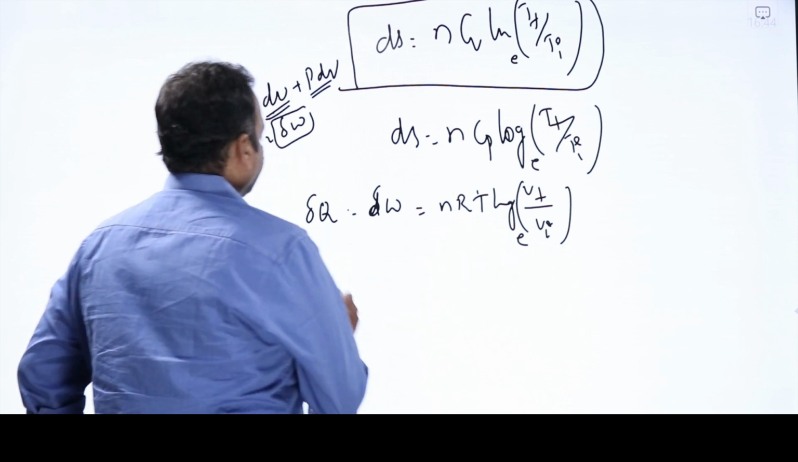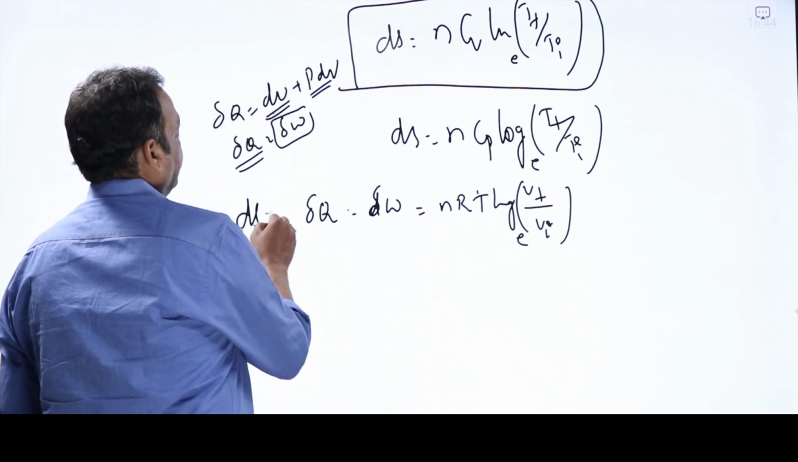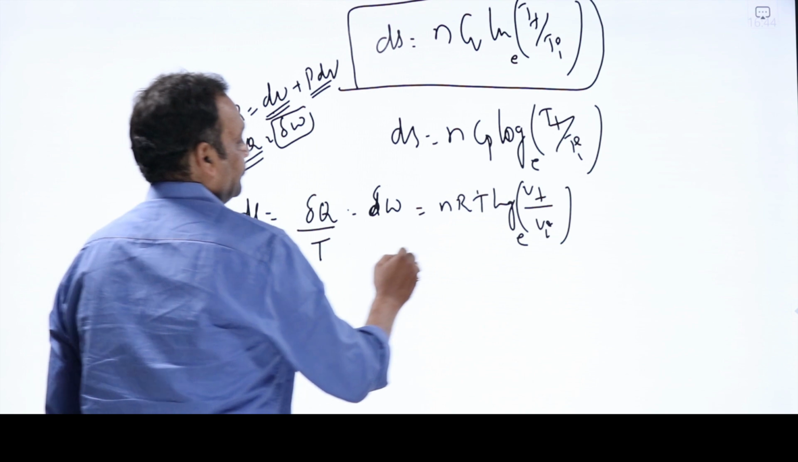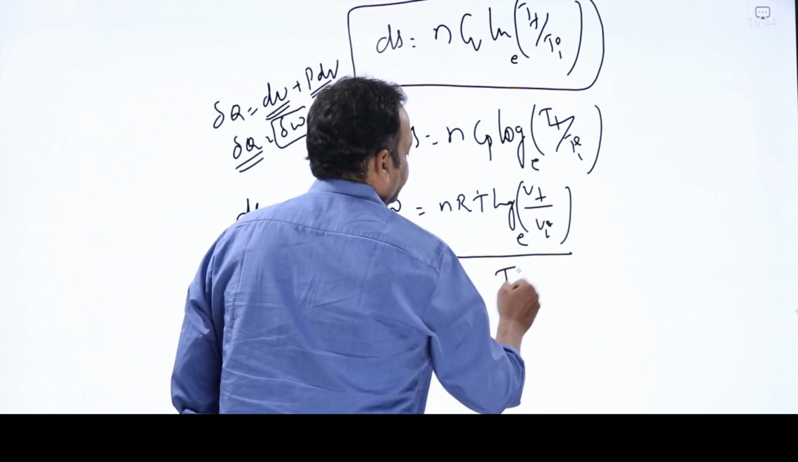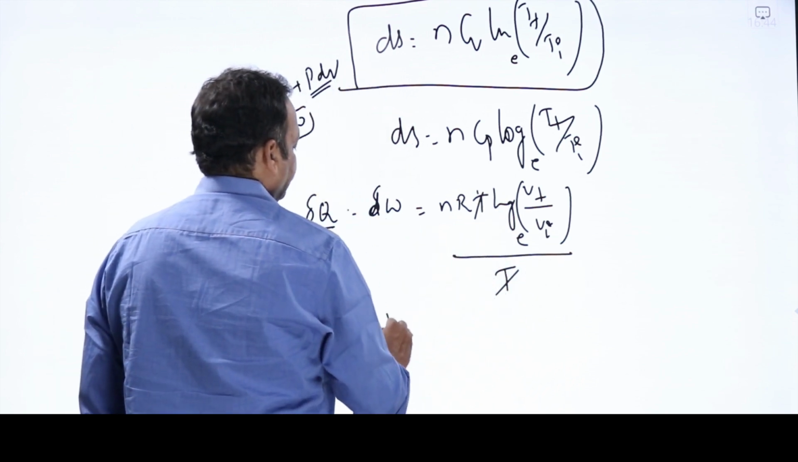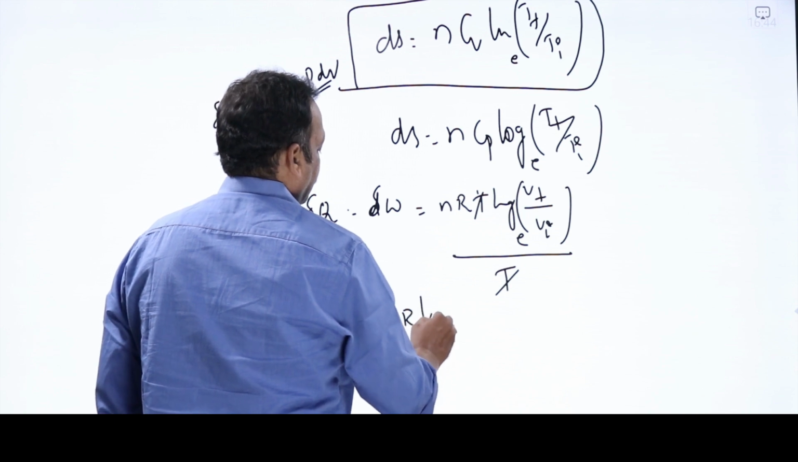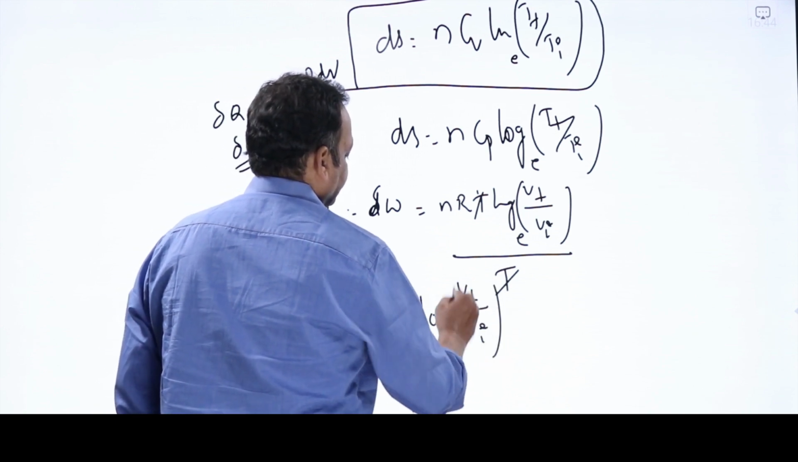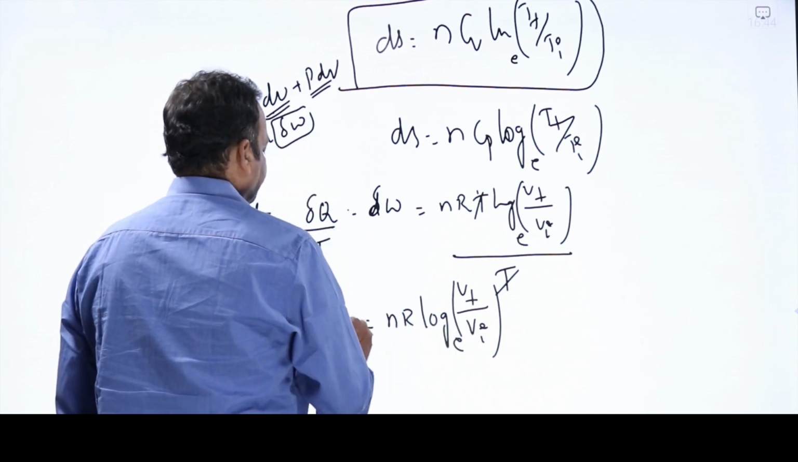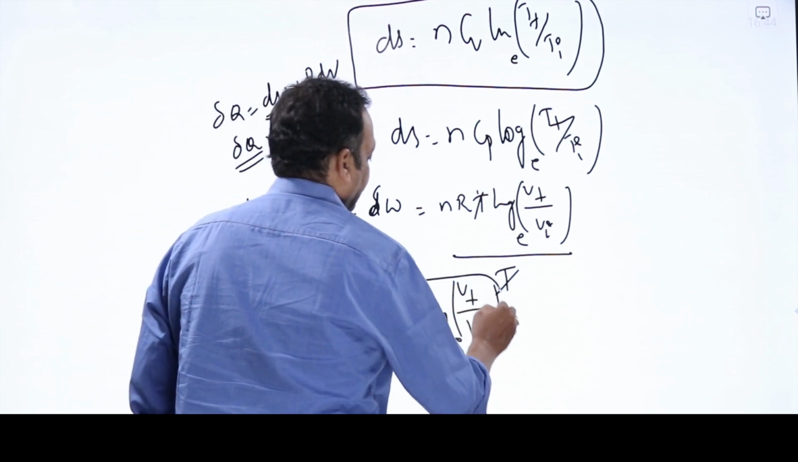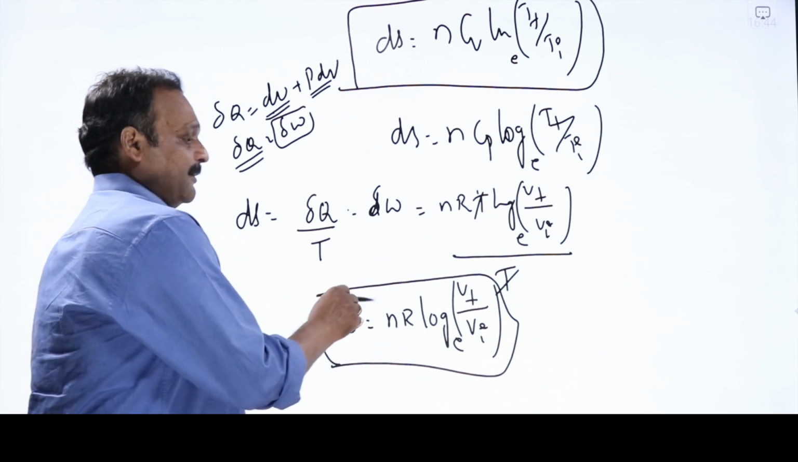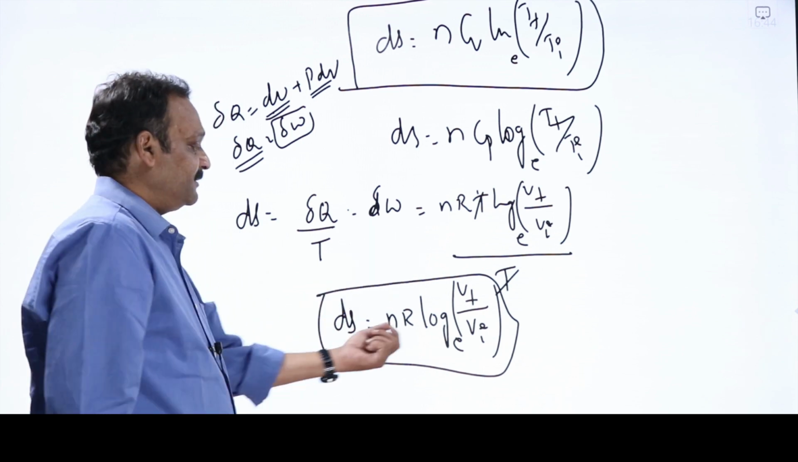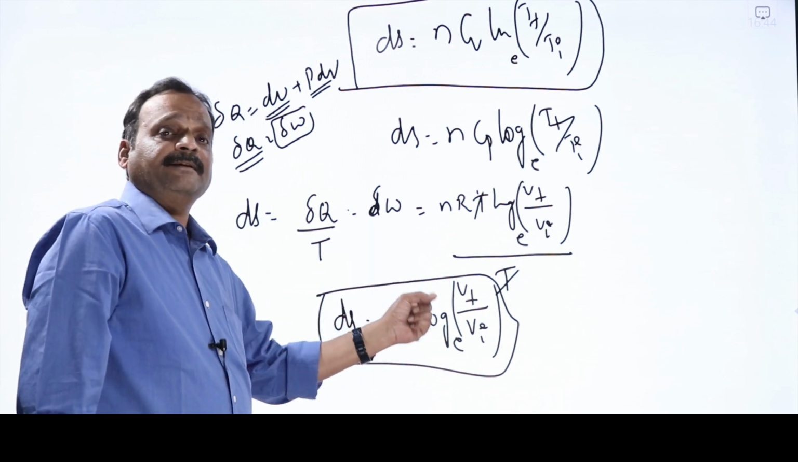Now what is the change in entropy? dS equal to delta Q by T, equal to this whole thing by T. So T and T get cancelled. Simply nR log Vf by Vi to the base e. This is the change in entropy in an isothermal process, isothermal expansion or compression. Change in entropy is calculated for reversible isothermal expansion or compression.